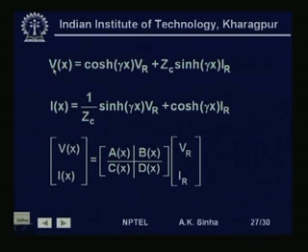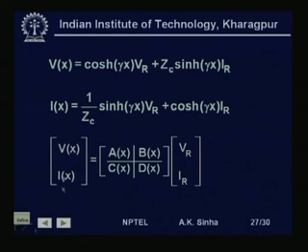That is, voltage at any point in the transmission line can be found in terms of the hyperbolic functions and the receiving end voltage and current. Similarly, the current at any point in the transmission line, at any distance x from the receiving end, can be found using the relationship Ix is equal to 1 by Zc sinh gamma x into Vr plus cosh gamma x into Ir. If you look at this, it gives us a relationship of voltage and current at any point x in terms of receiving end voltage and current.